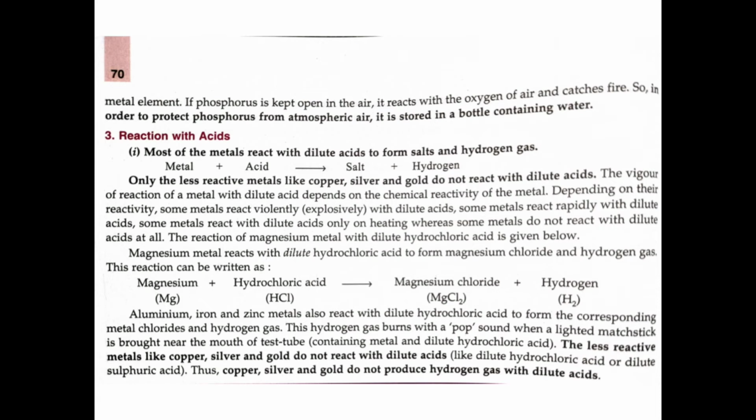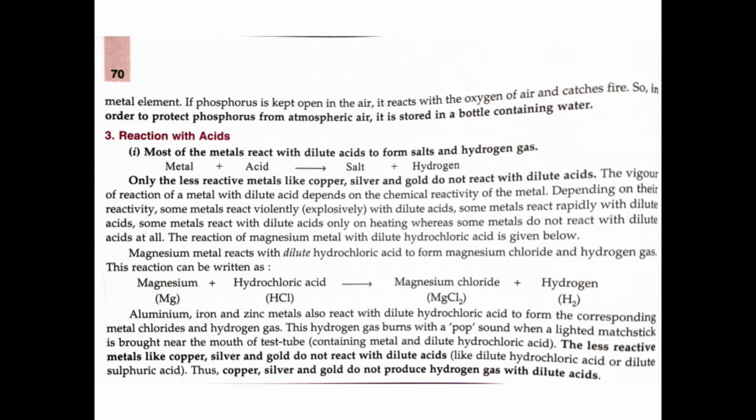The hydrogen gas burns with a pop sound. We know that when we place a candle near the area where hydrogen gas is coming out, we can hear a pop sound. It indicates that the gas evolved is hydrogen gas. Less reactive metals like copper, silver and gold do not react with dilute acids.